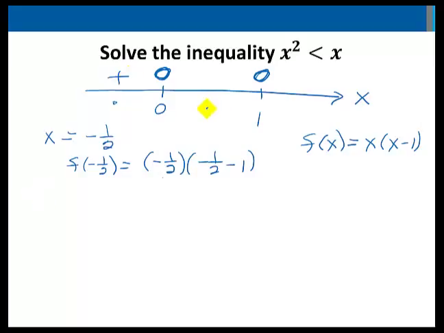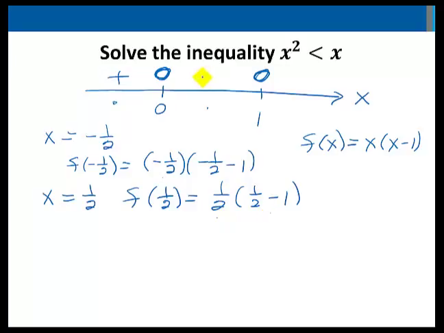In the second interval, let's try x equals 1/2. So f of 1/2 will be equal to 1/2 times 1/2 minus 1. So I have a positive times a negative, giving me negative f of x values in the second interval. In the third interval, I'll let x equal 2 for a test value. f of 2 will be equal to 2 times 2 minus 1, which will be a positive times a positive, giving me positive f of x values in the third interval.